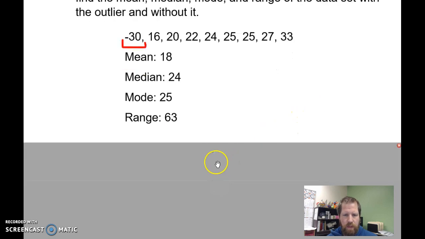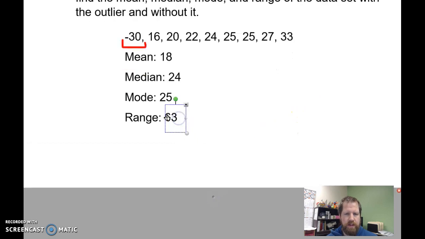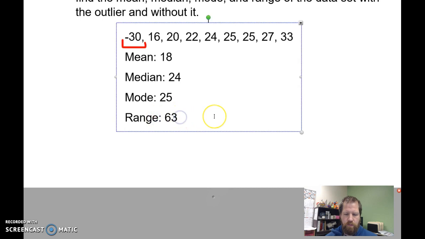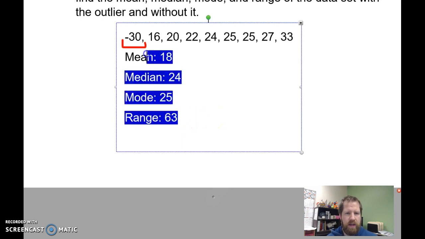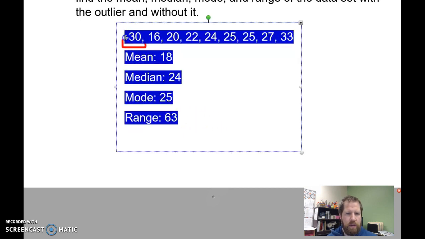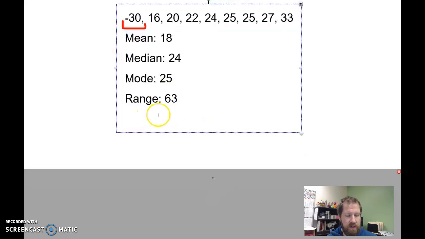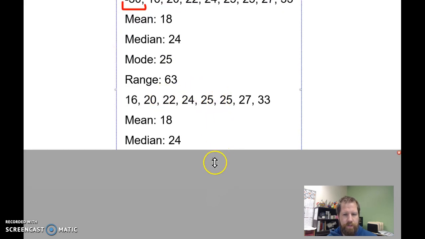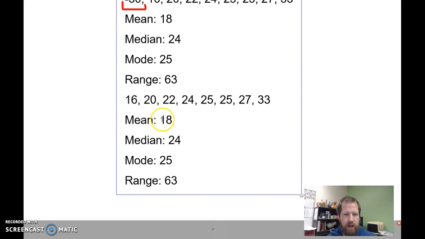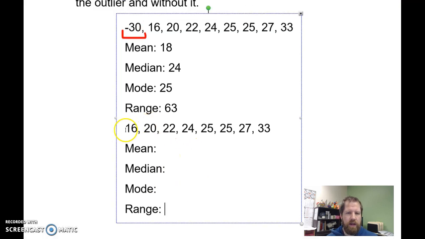So what I'm going to do is take this same data set minus my negative 30, minus my outlier. Let's see if this works. There we go. And now I'm going to find the mean, median, mode, and range of my new data set, the one without my outlier.